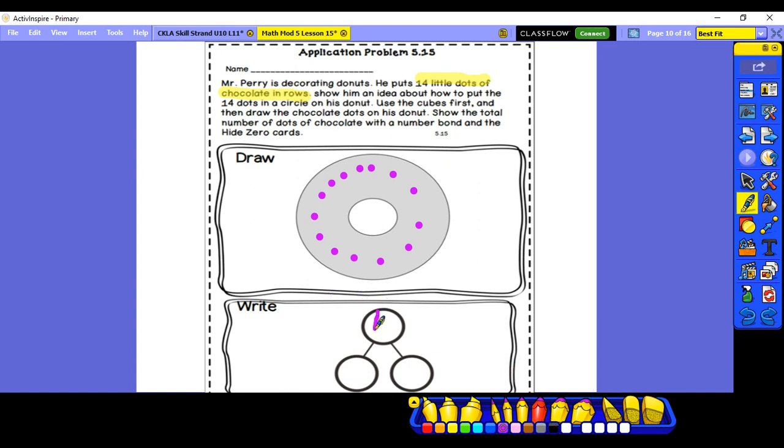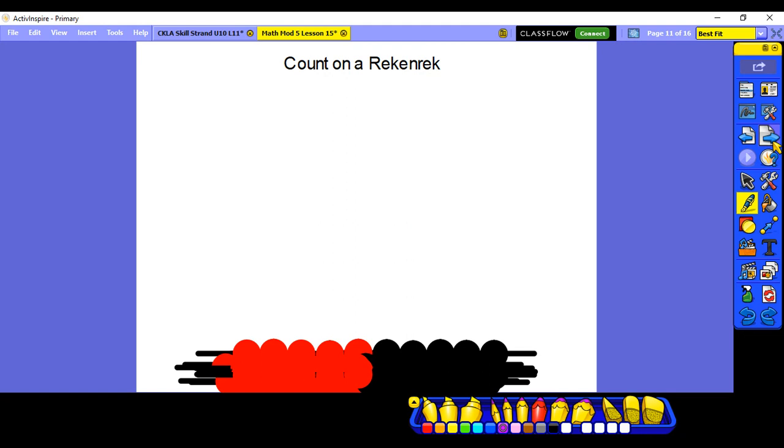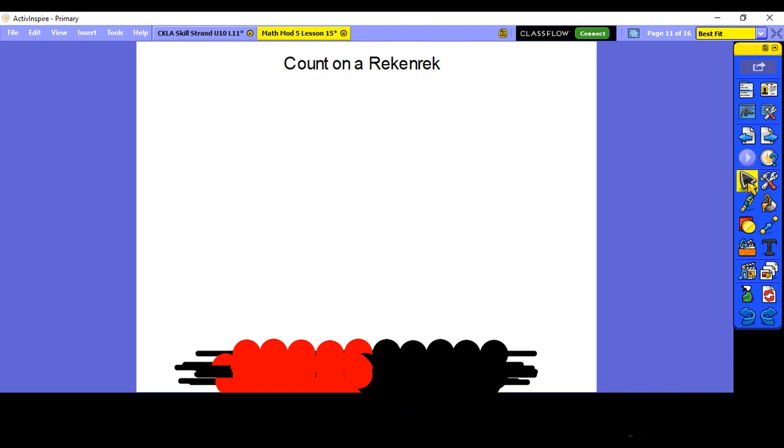The whole amount is 14. What are the two parts? Thinking about your hide zero cards, does the 1 mean 1? No, the 1 means 10. What's the other part? 4. 10, 4, 14. Great job, Cardinals. Kiss your brains. Now let's think about our learning target today.